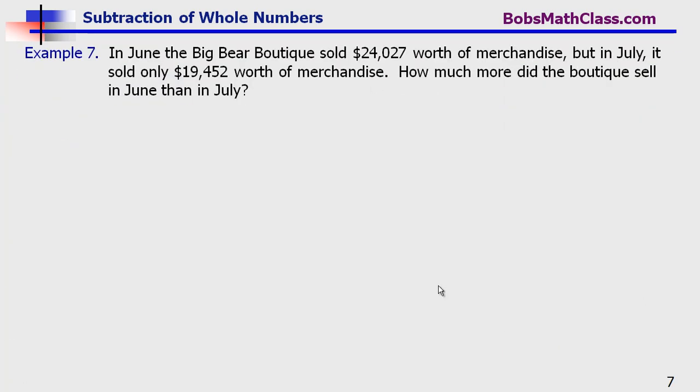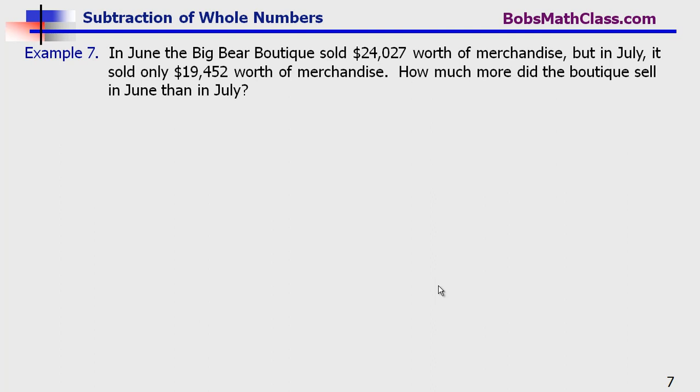Okay, word problem. In June, the Big Bear Boutique sold $24,027 worth of merchandise, but in July it sold only $19,452 worth of merchandise. How much more did the boutique sell in June than in July?